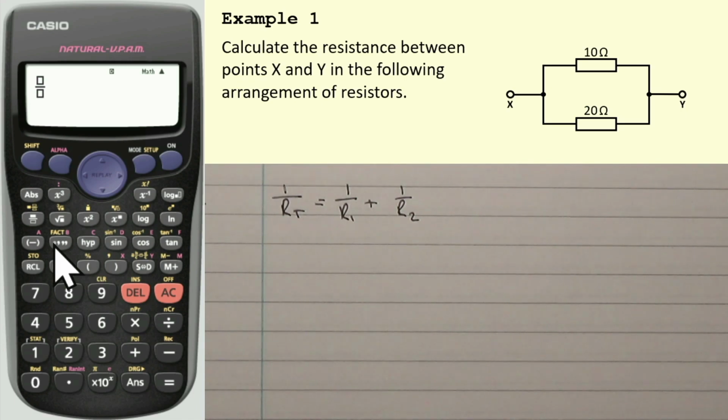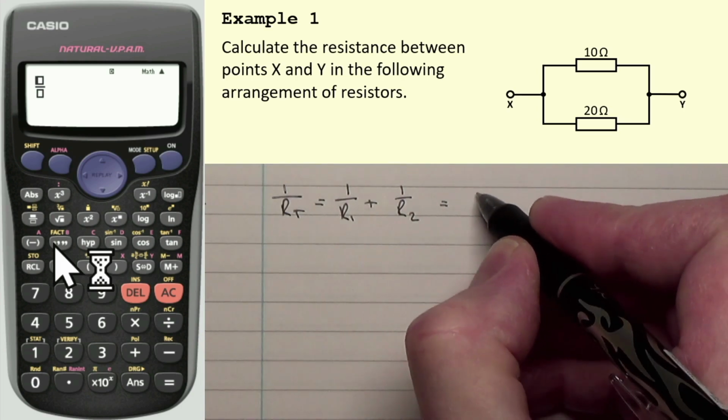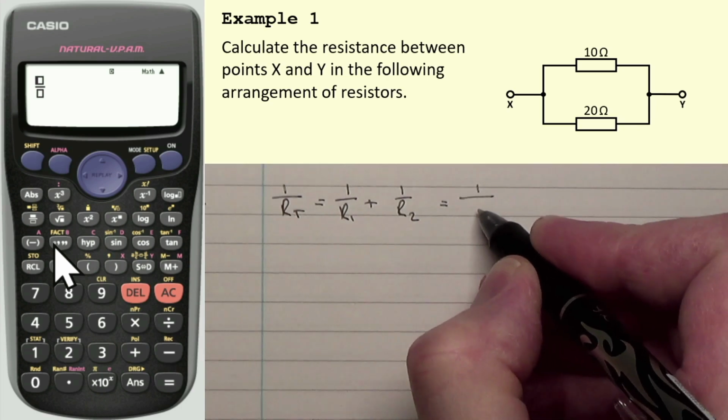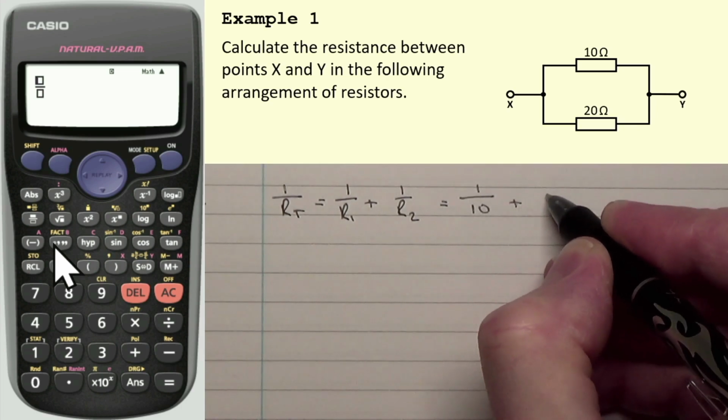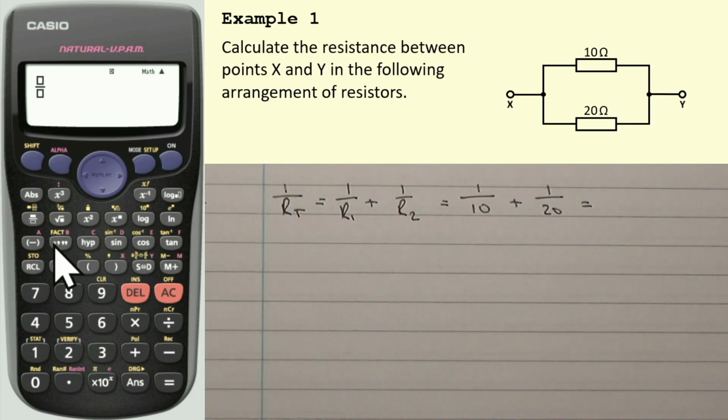Second thing to remember, of course, is that the effective resistance is always smaller than the smallest individual resistance. So the smallest resistance here is 10 ohms, so the effective resistance is going to be less than 10. Next thing I'm going to do is write in my substitution. So that would be 1 over 10 plus 1 over 20 is equal to, and this is the point that I use that fraction button in the calculator.